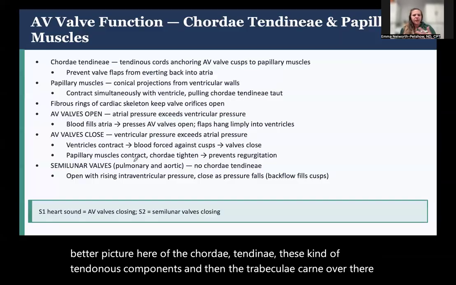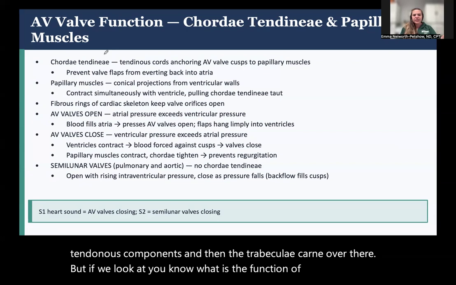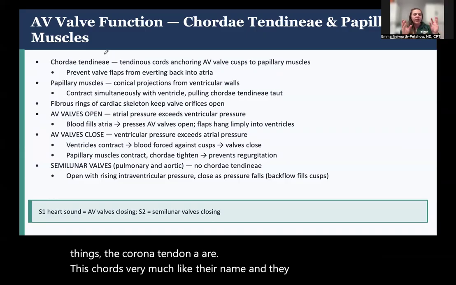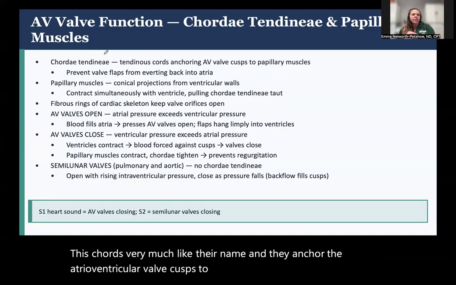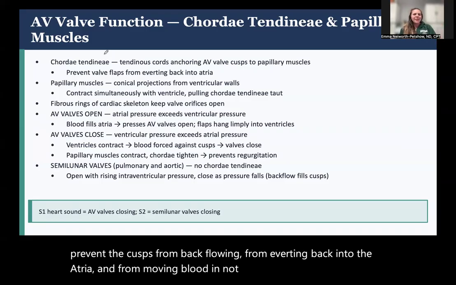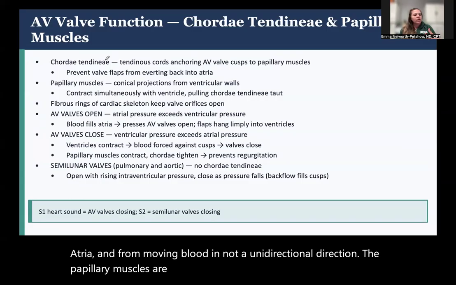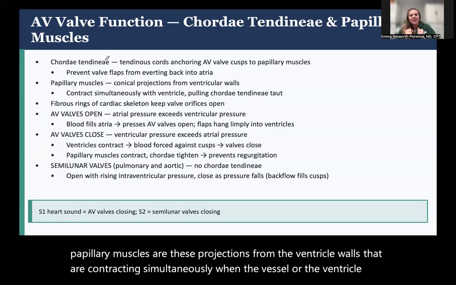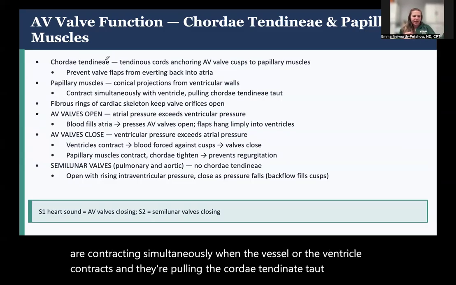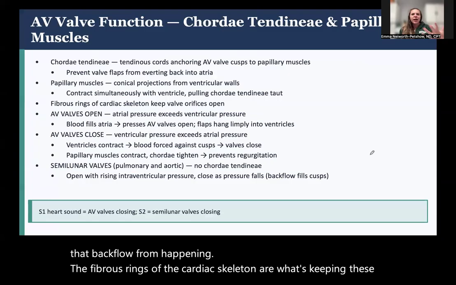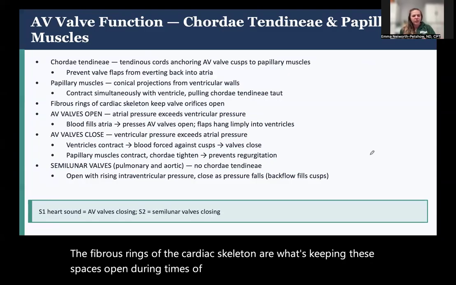But if we look at the function of these different things, the chordae tendineae are tendinous cords, very much like their name, and they anchor the atrioventricular valve cusps to the papillary muscles. Their job is to prevent the cusps from everting back into the atria, and from moving blood in a non-unidirectional direction. The papillary muscles are projections from the ventricle walls that contract simultaneously when the ventricle contracts, and they pull the chordae tendineae taut to prevent that backflow from happening. The fibrous rings of the cardiac skeleton keep these spaces open during times of rest or relaxation and when pressure isn't overloading the system.